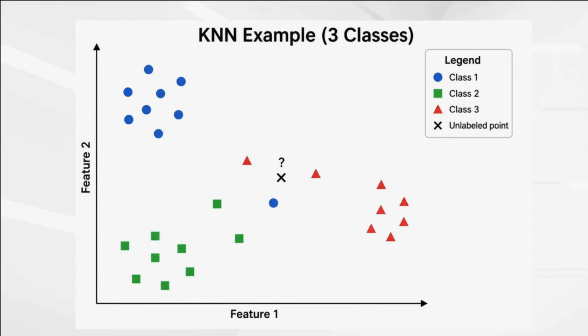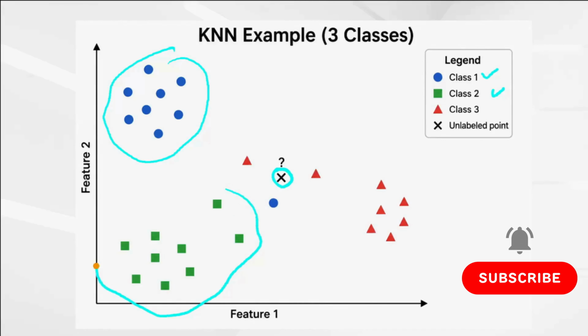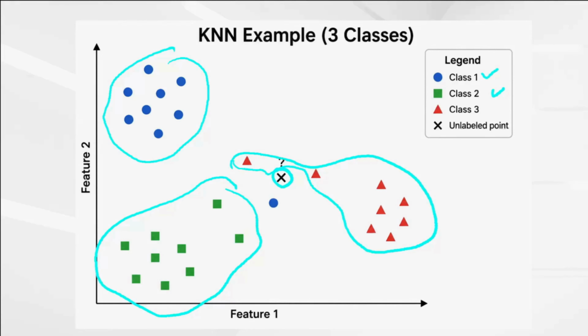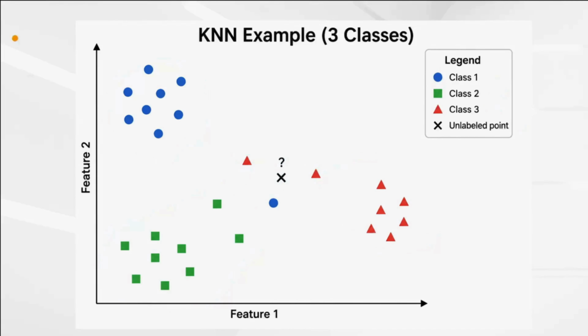Now let us try to visualize KNN with an example. Let us suppose this is the unknown sample and there are some classes that already exist. I have class 1 in blue, class 2 in green, and class 3 in red. Now I want to understand what the class is going to be for the unlabeled point. This is the unlabeled point.